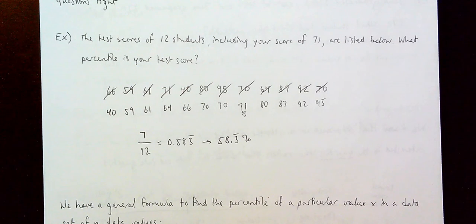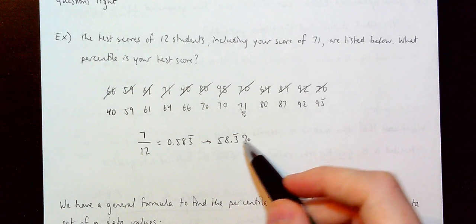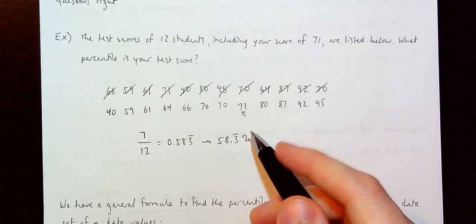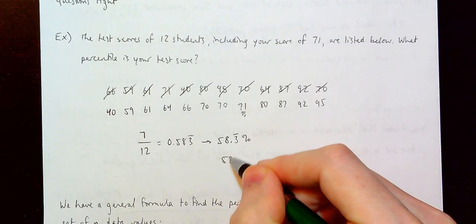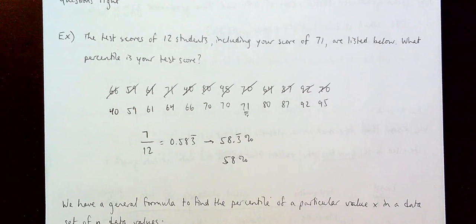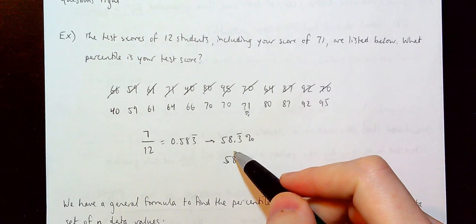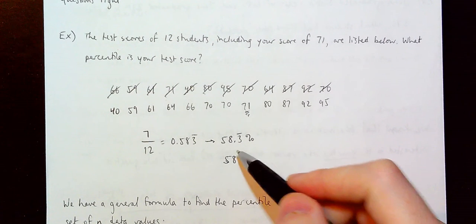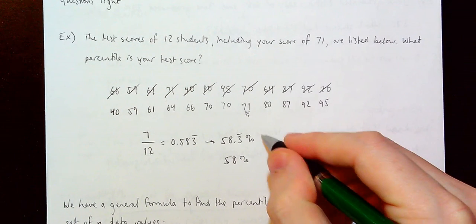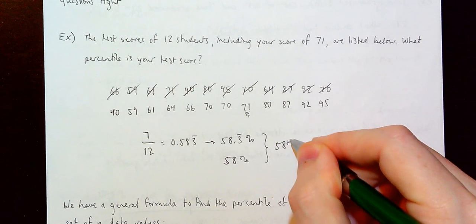Now, typically, percentile scores, we don't go to anything beyond the decimal. So it's more likely that you would see this written as your test score is in the 58th percentile. But if you want to be really specific with it, it's 58.3333333%.